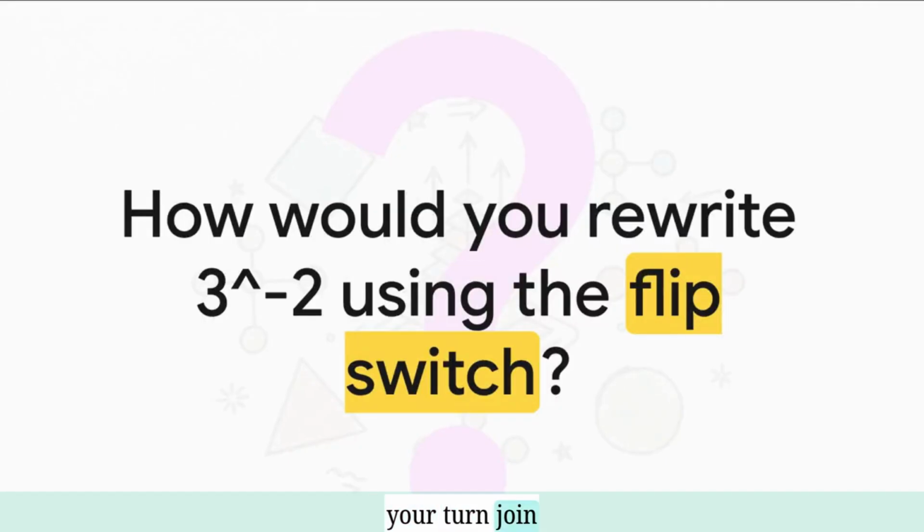Okay, your turn. How would you rewrite 3 to the power of negative 2 using our flip switch rule? Take a second. All right, so you see that negative sign, you pull the flip switch, and the 3 drops right to the bottom of a fraction. So it becomes 1 over 3 to the power of positive 2. And since 3 squared is 9, your final answer is just 1 over 9.